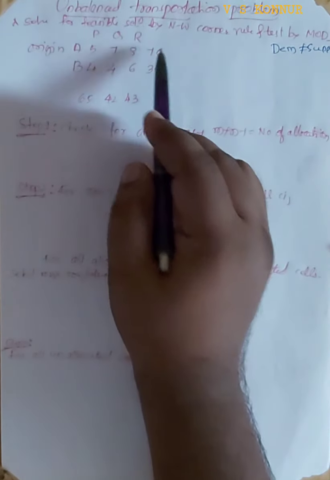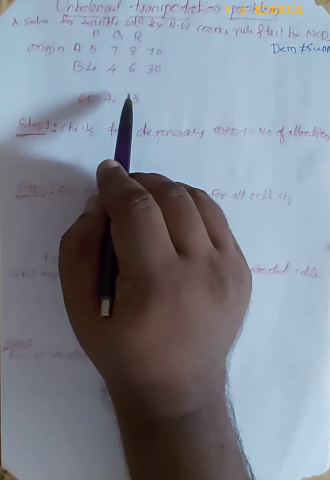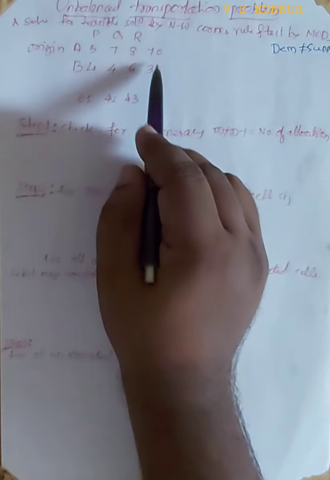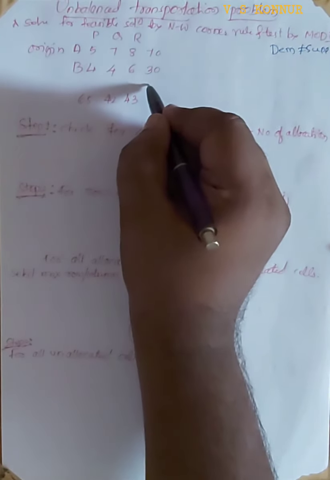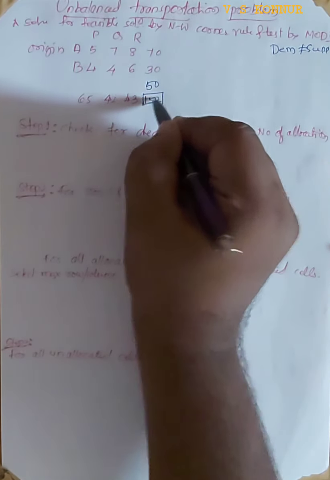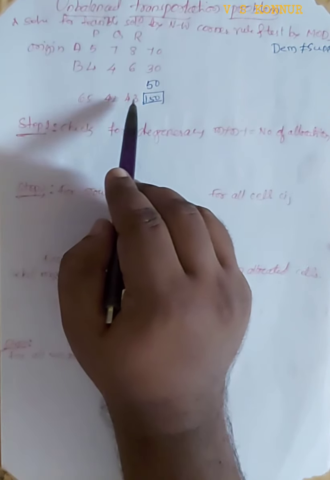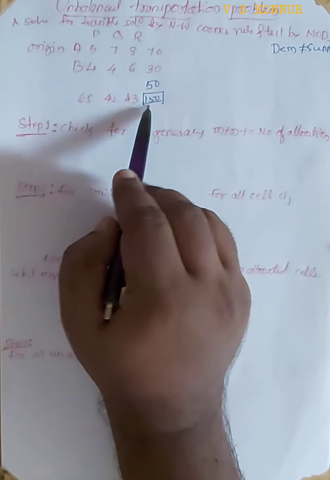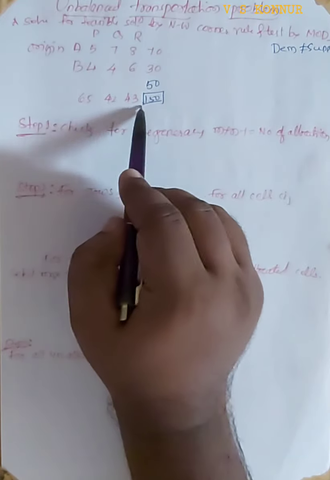Now you can check here: 70 plus 30, that is 100 in supply. But here demand is 60, 40, 50, totaling 150, while supply is only 100. Because of that, we should have one more value here, that is 50, to make it 150 on either side. So either side we should make it equal to 150.